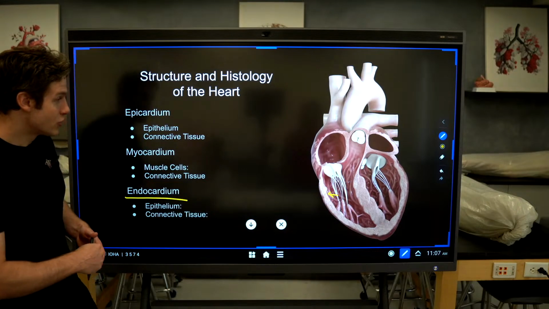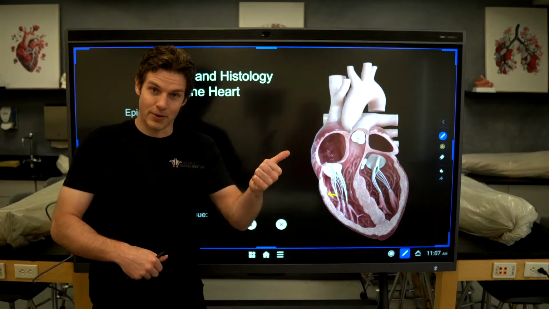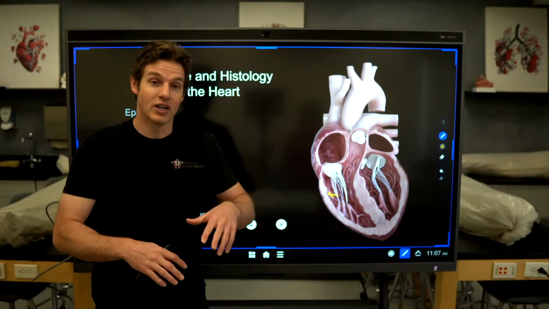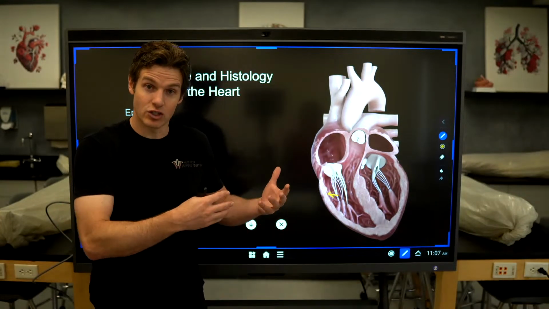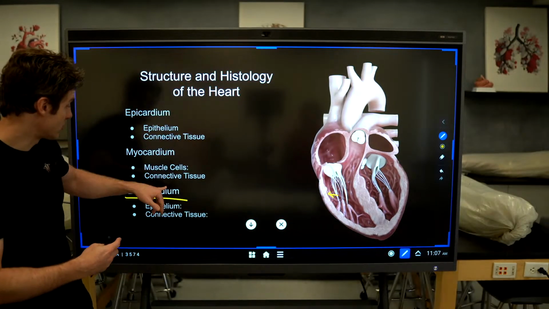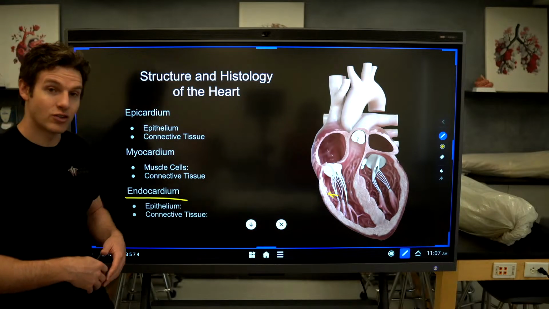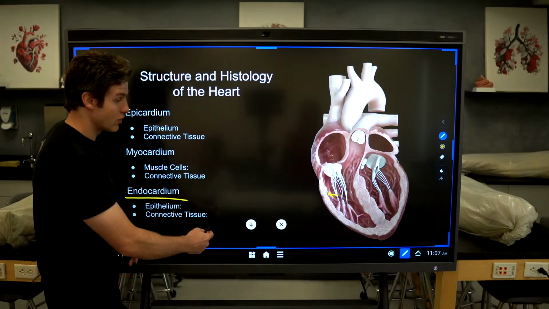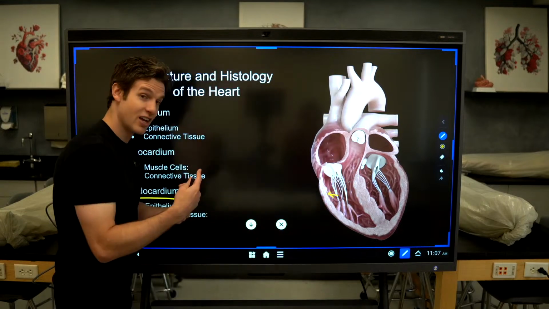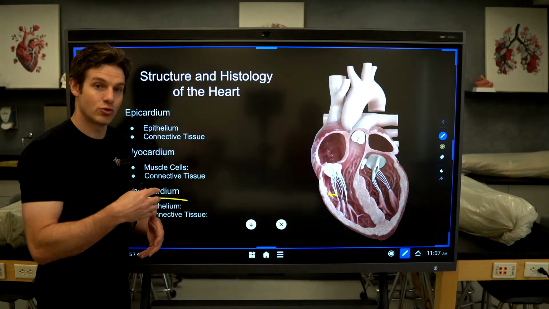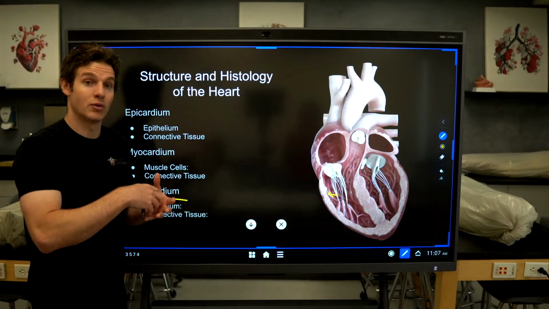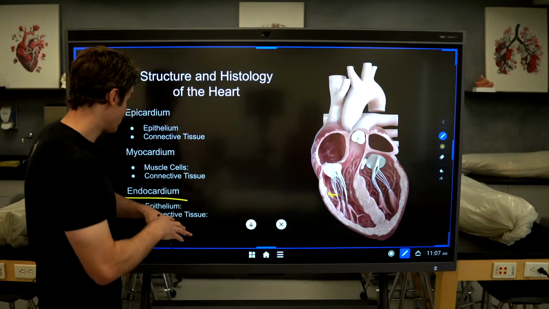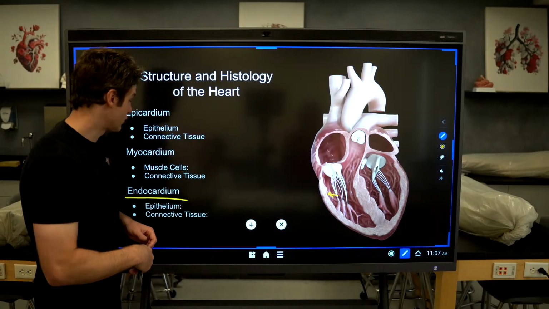So again, we've got those 3 layers: epicardium, myocardium, and endocardium. Each one is made out of a different tissue, with the exception that you share some similarities with the epithelial tissue. And so they have different functions. And the reason why you want epithelial tissue on the inside lining of the chambers and inside the vessels is it creates this really smooth interface with the blood. And that helps blood flow and move throughout the vessels as well as the heart.